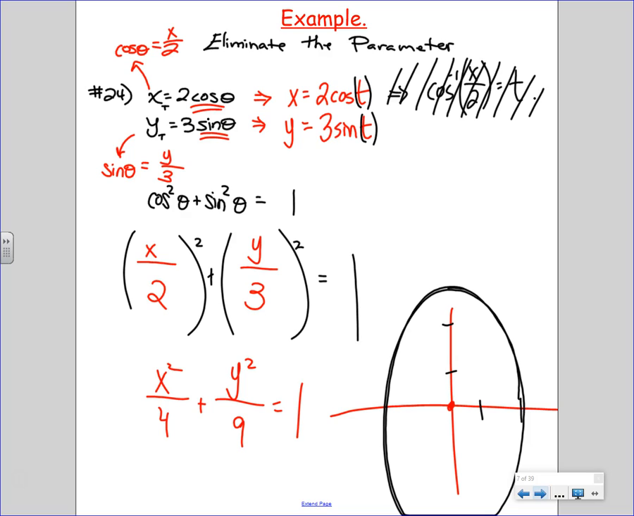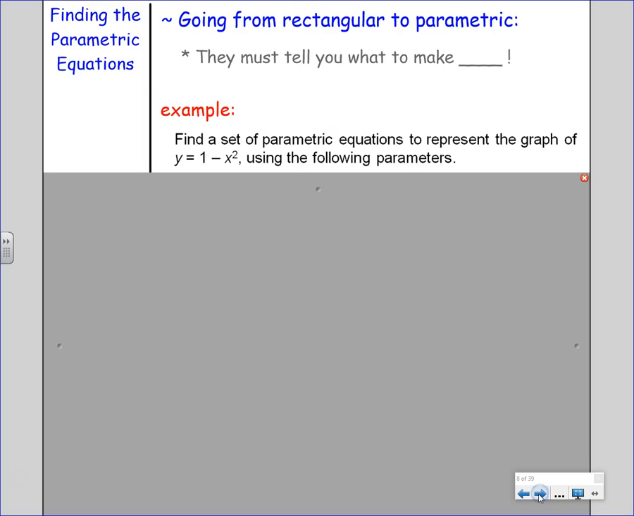But this one, we weren't supposed to be considering the timing. We weren't supposed to be considering the thetas or the t's. We were supposed to be considering just the path. And do we have the path? And the answer is yeah. Yeah, we do. What if they tell us to find the parametric equations?